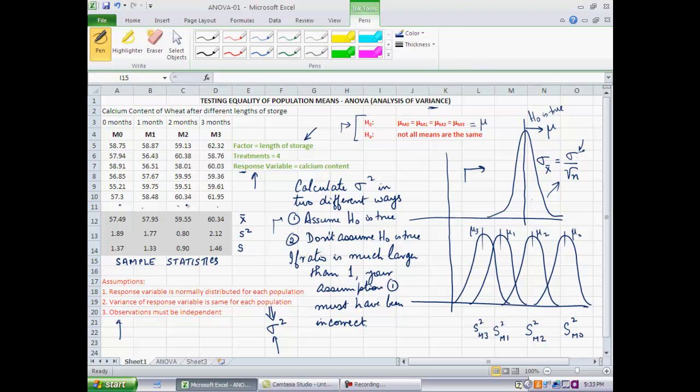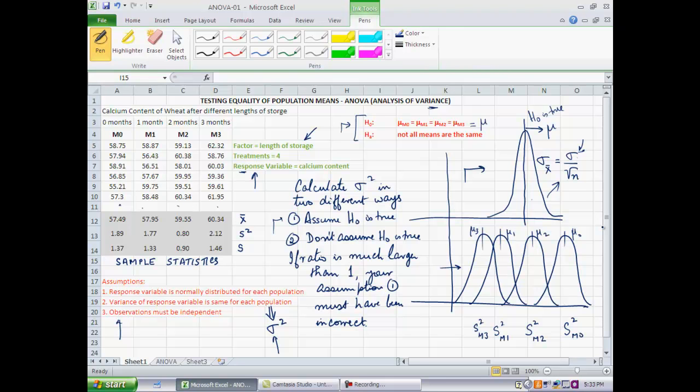Now what if H0 is not true? Then the picture looks like what we have at the bottom over here, isn't it? That these 4 samples that we have, the samples M0, M1, M2 and M3, are drawn from 4 different populations, and their means are different. Now just to make it easier for me to draw the picture, I have drawn mu0, mu1, mu2 and mu3 completely different from one another.